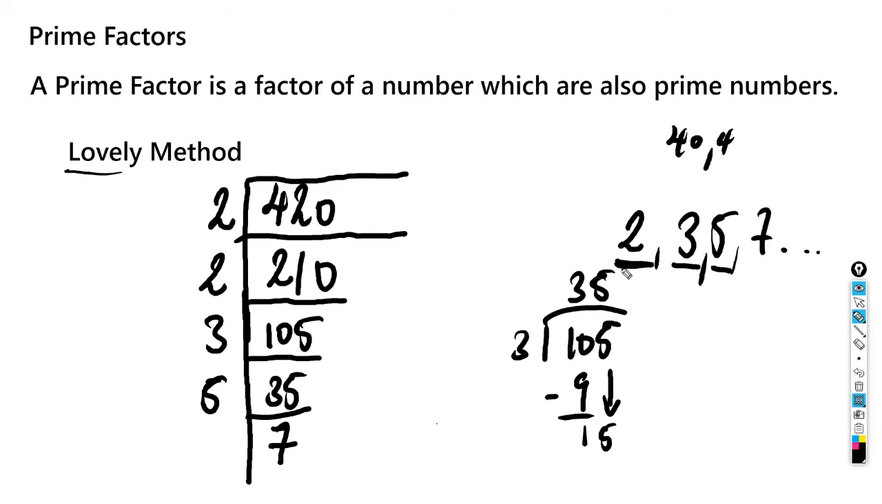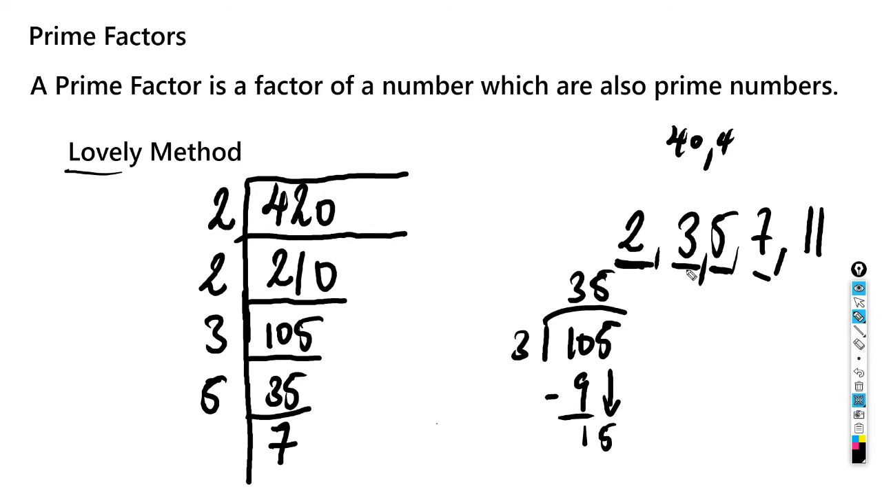And we do the same thing with 7. Can 2 go into 7 without leaving a remainder? No. Can 3 go into 7 without leaving a remainder? No. Can 5 go into 7 without leaving a remainder? No. But 7 can go into 7, right? And the next one would be 11, the next prime number.